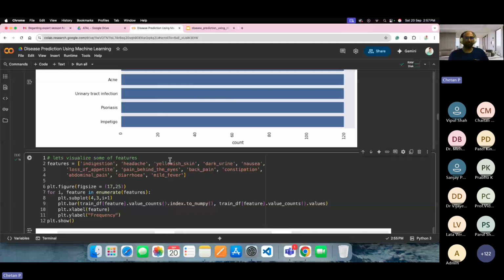Now data cleaning. We are removing extra columns that are not required, because they are noise in our data. So we just remove that variable.